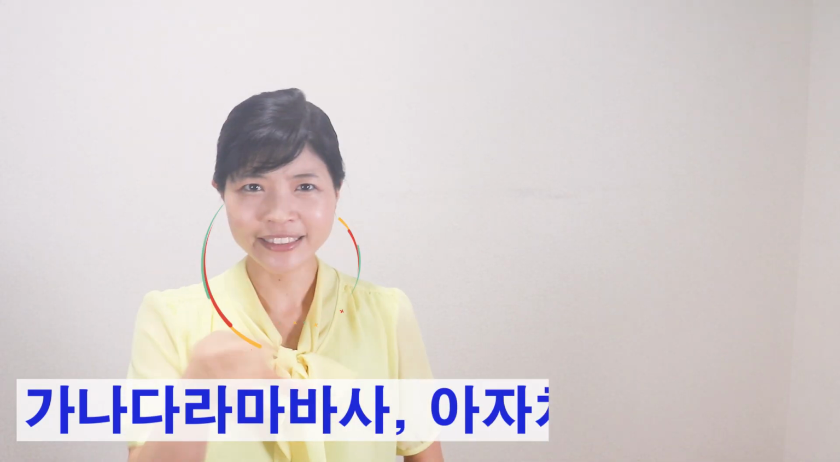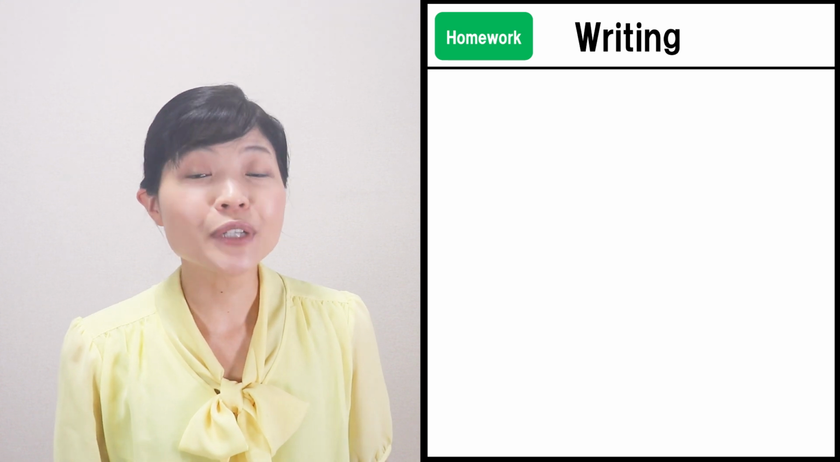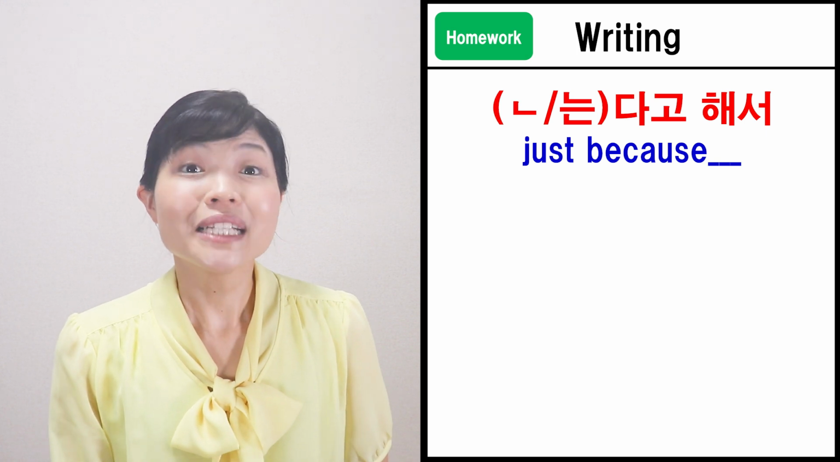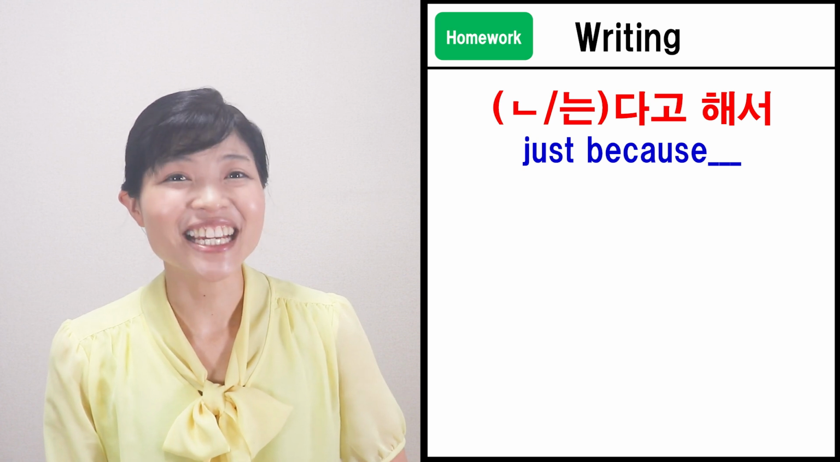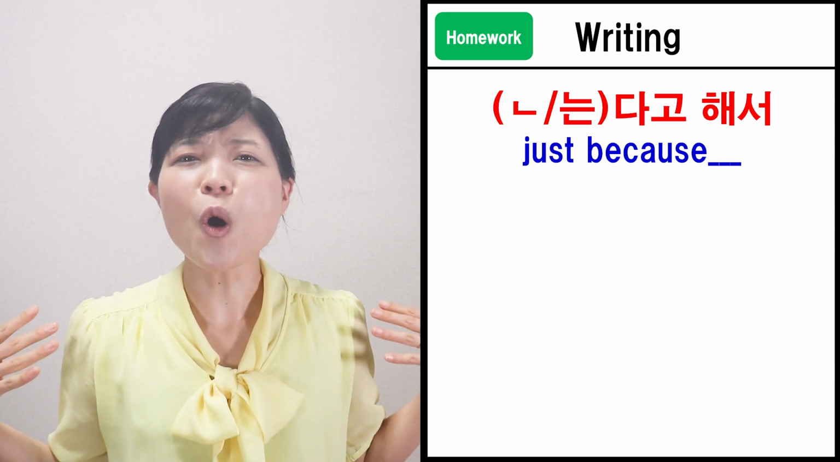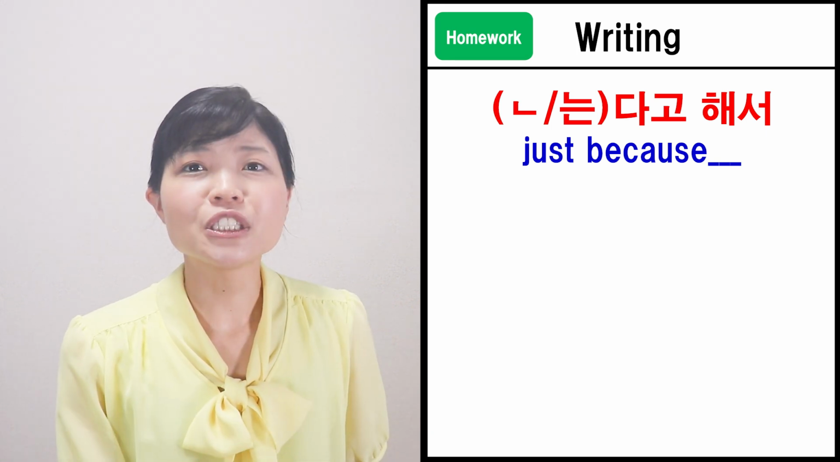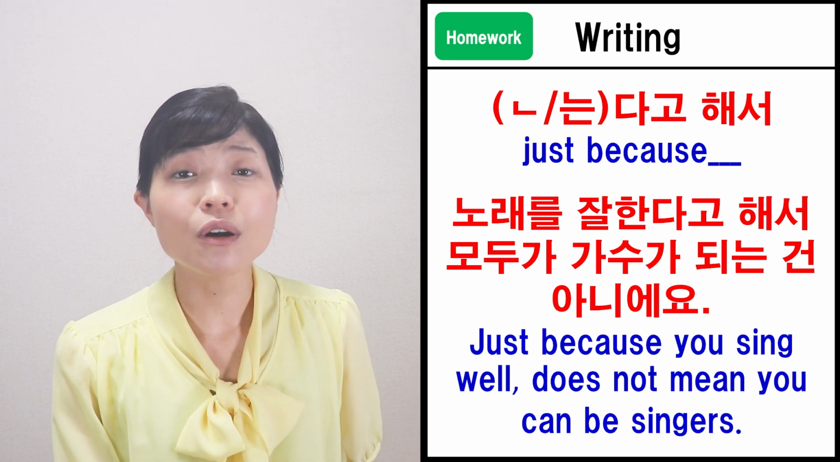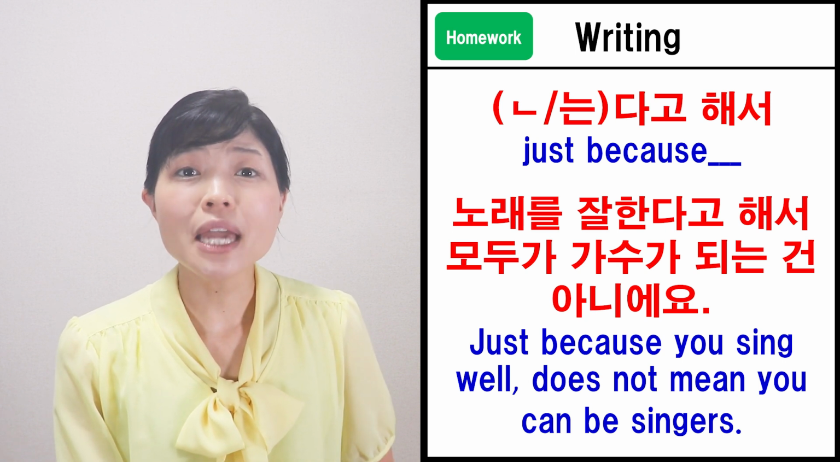Now, I'd like to give you the gift of homework. Come on, homework. The first assignment is to make 3 sentences using the phrases you learned today. For the first sentence, please use 니은, 는다고 해서, just because doesn't mean something. Don't worry. I'm ready to accept all the negative hypothetical circumstances you come up with. For example, I would say 노래를 잘한다고 해서 모두가 가수가 되는 건 아니에요. Just because you sing well does not mean you can be singers.